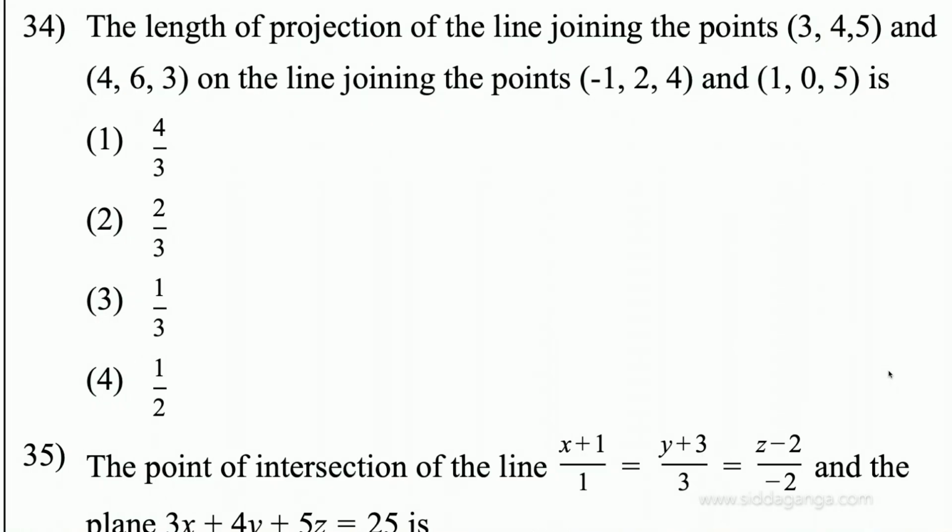Okay, let us move to question number 34. The length of the projection of the line joining the points 3, 4, 5 and 4, 6, 3 on the line joining the points minus 1, 2, 4 and 1, 0, 5. A simple one. Here we have two lines. The first line passes through 3, 4, 5 and 4, 6, 3; let me take A and B. The second line passes through minus 1, 2, 4 as C and D, 1, 0, 5.